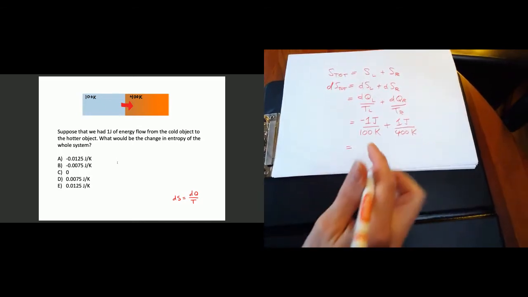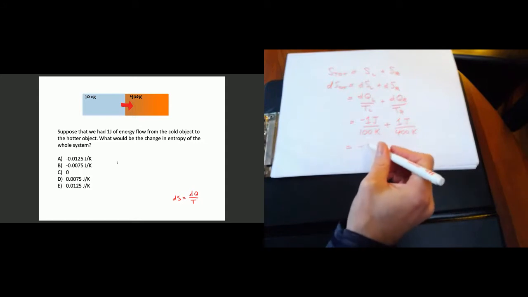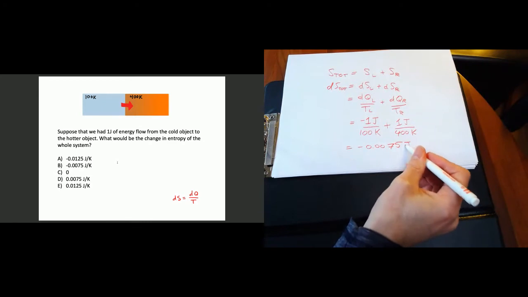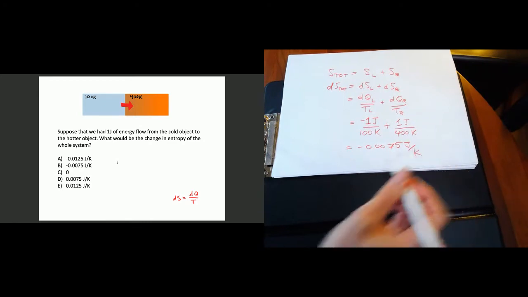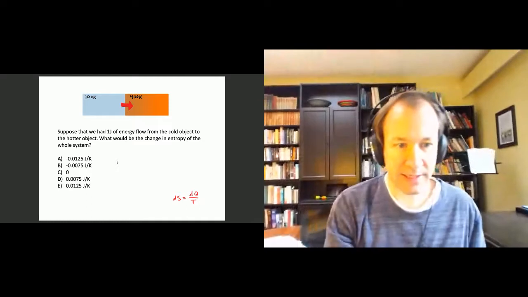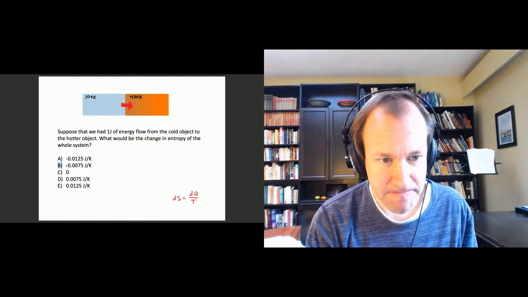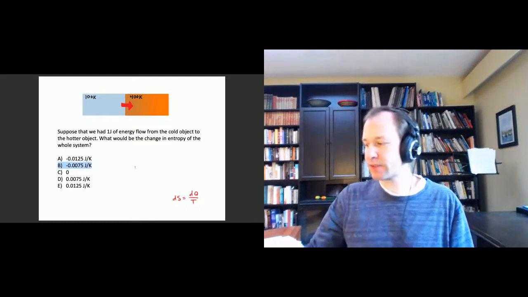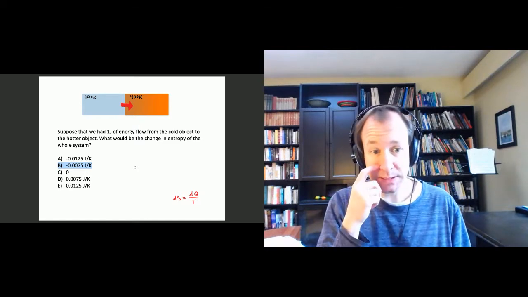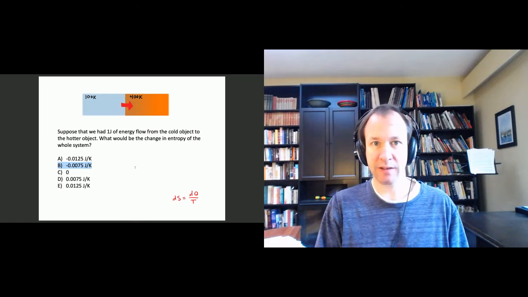And if we work out those numbers, it ends up adding up to 0.0075 joules per Kelvin. So overall, what we found is that the answer is B, that the total change in entropy for this process is minus 0.0075 joules per Kelvin.